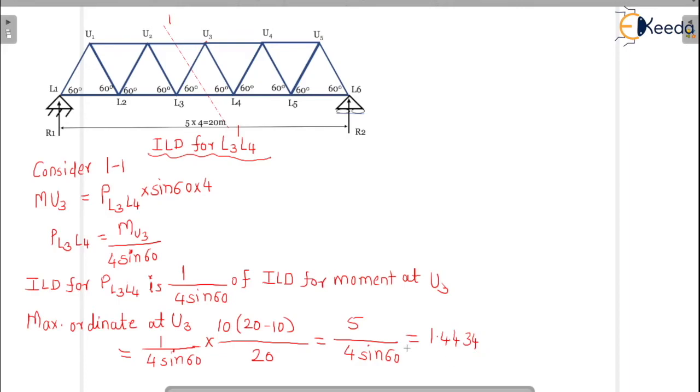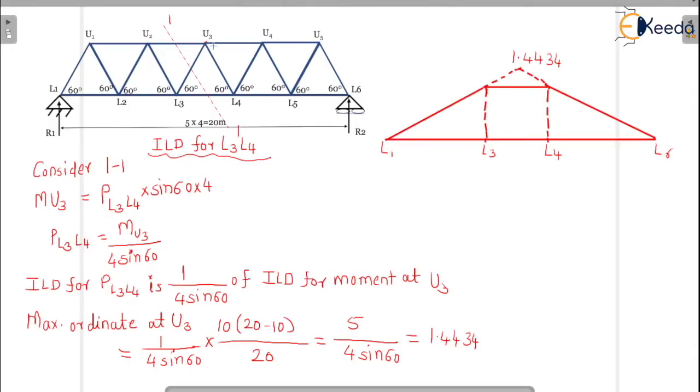Now the load is on the lower chord, so the linear variation will start from L3, L4. So the ILD for this particular case will be shown like this. Here you can see that U3 is in the middle of the truss, in the center of the truss, and the total span is 20 meter, and this is 10.